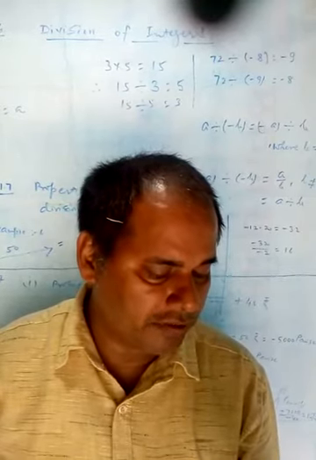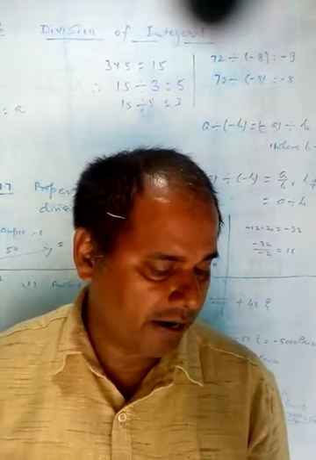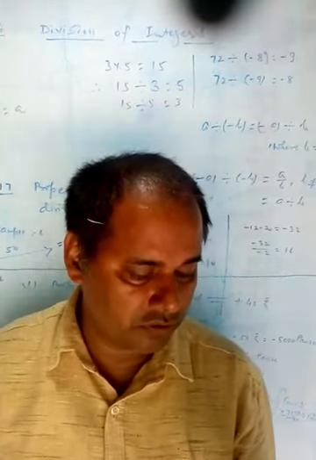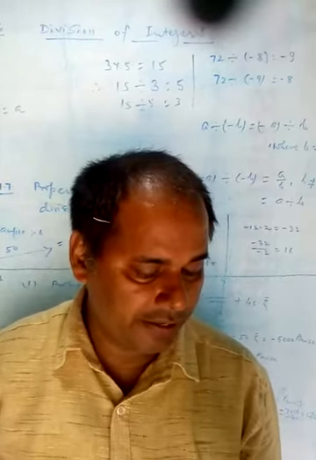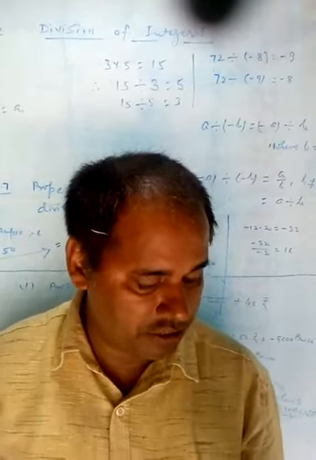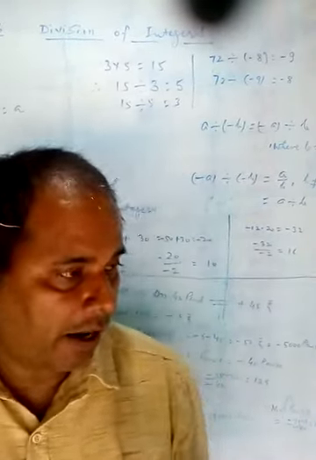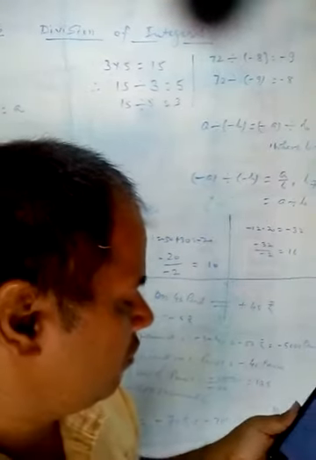Like whole numbers, any integer divided by 0 is meaningless, and 0 divided by an integer other than 0 is equal to 0. That is, for any integer a, a divided by 0 is not defined, but 0 by a is equal to 0 for a not equal to 0.